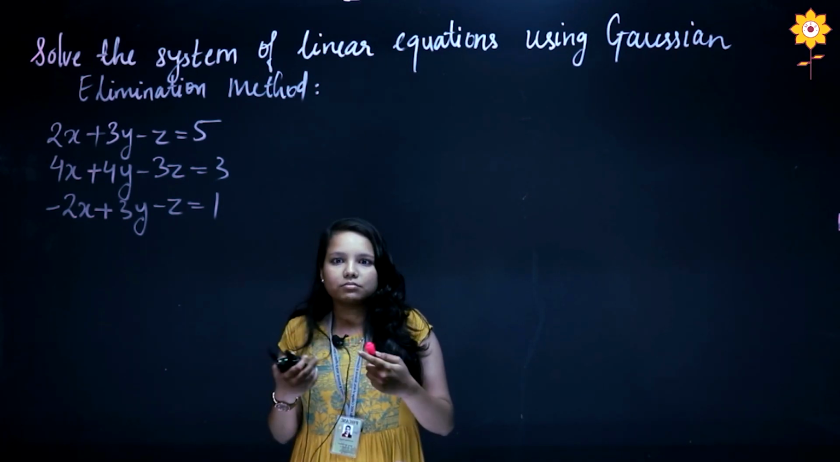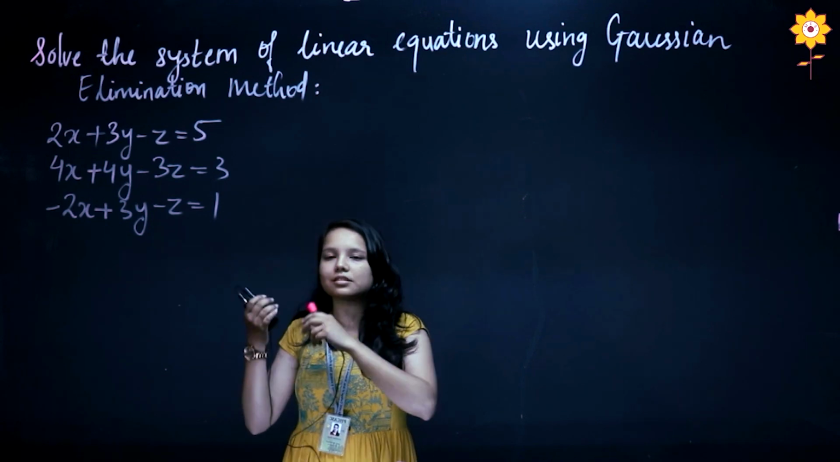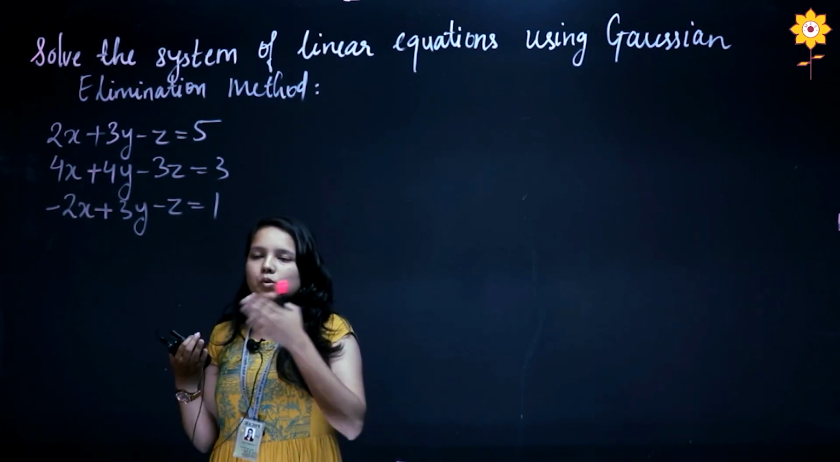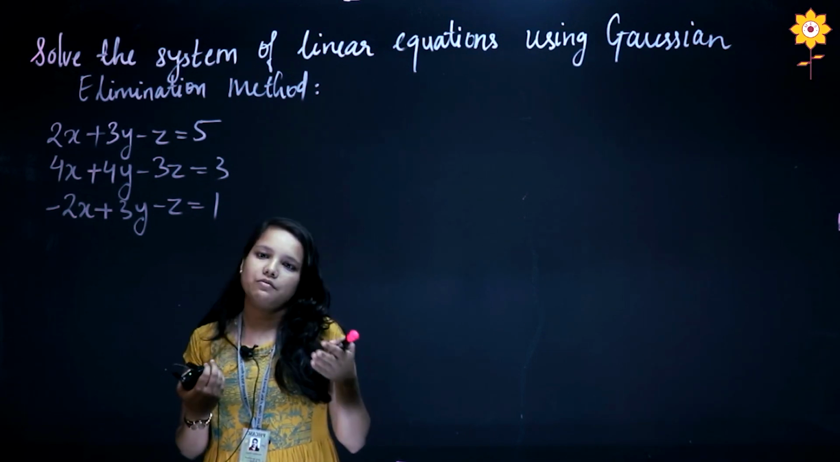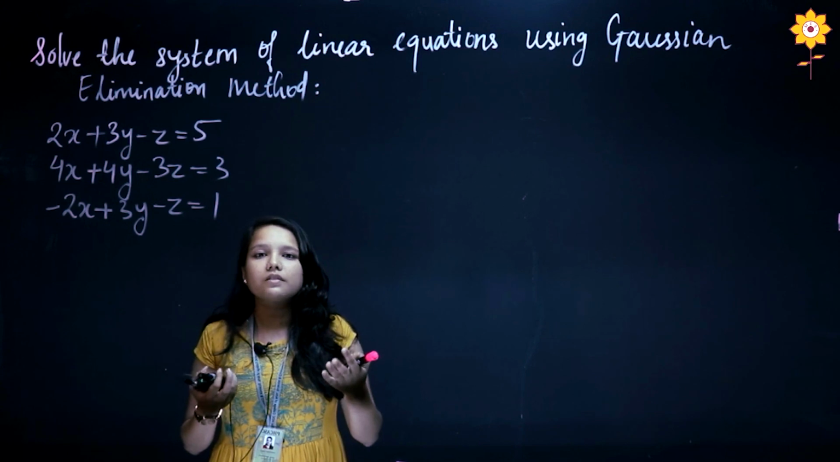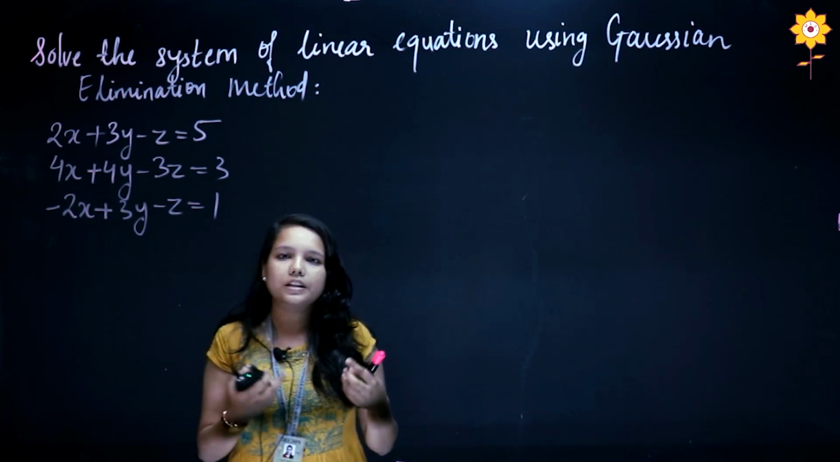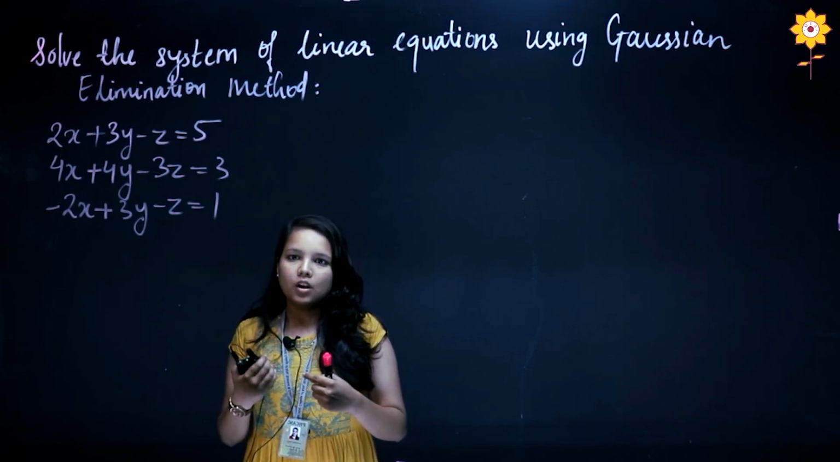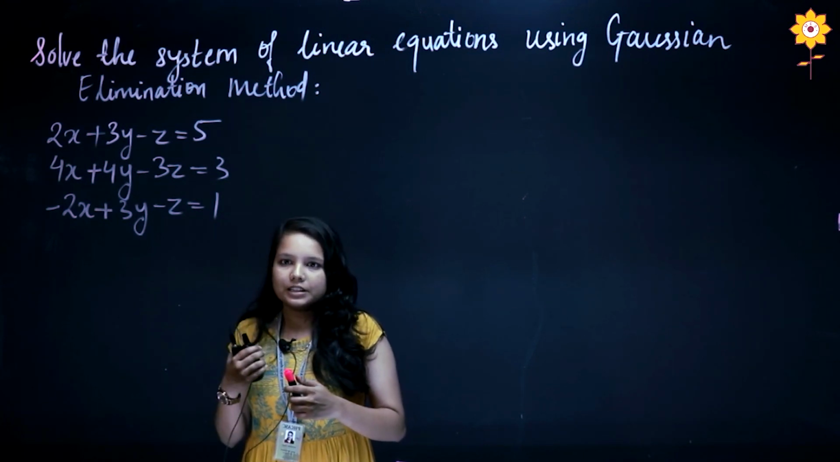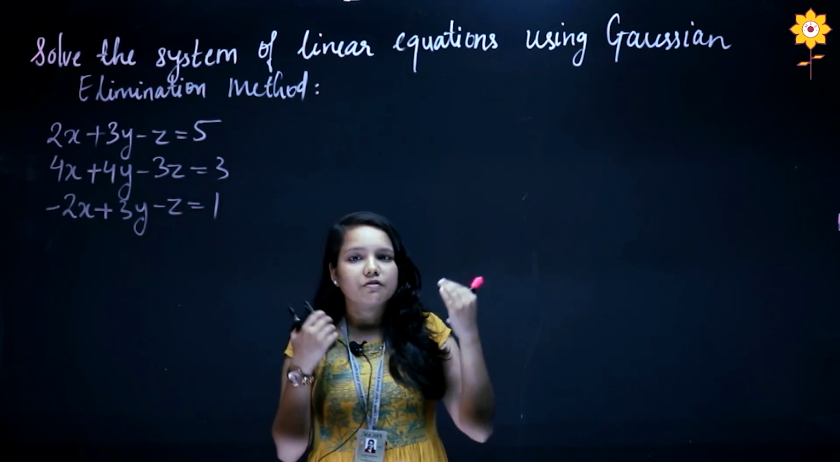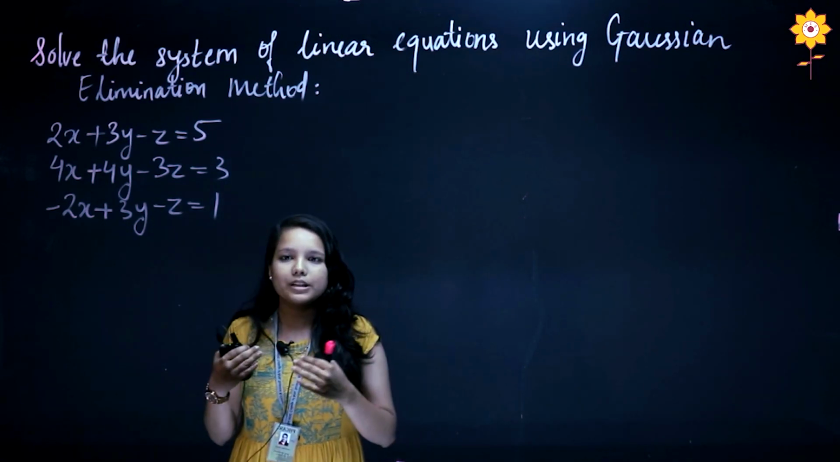How are we going to start? We have these three linear equations with three variables. x, y, z are the variables, the unknowns. Solving linear equations means we need to find the values of x, y and z. So let's start finding the values. You can use any method, but we are going to use the Gaussian elimination method.